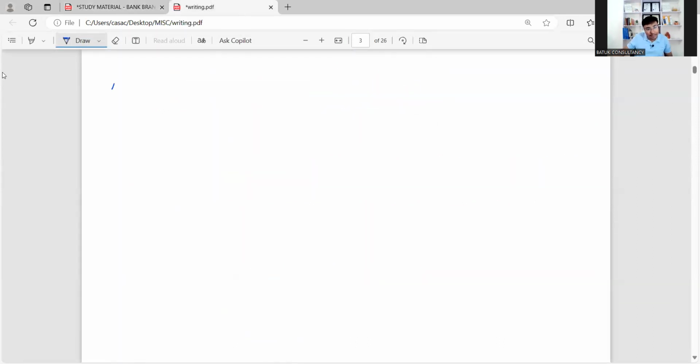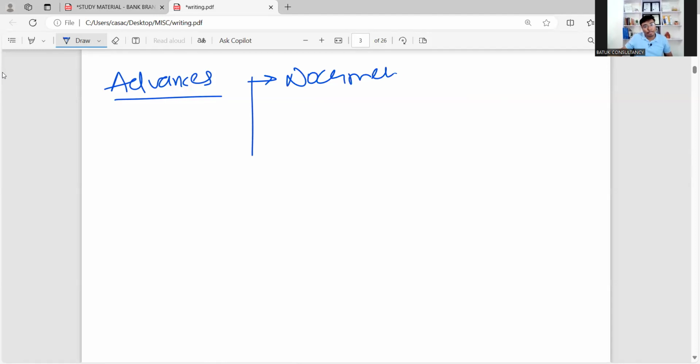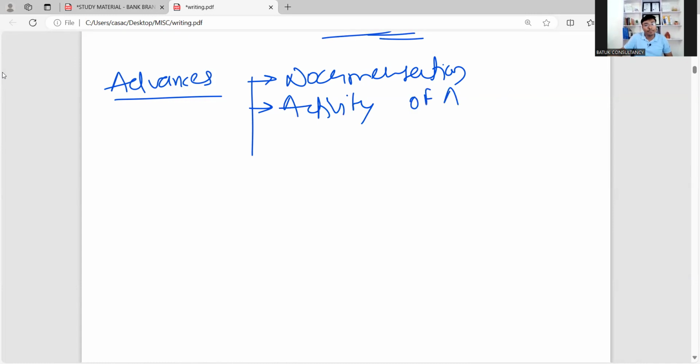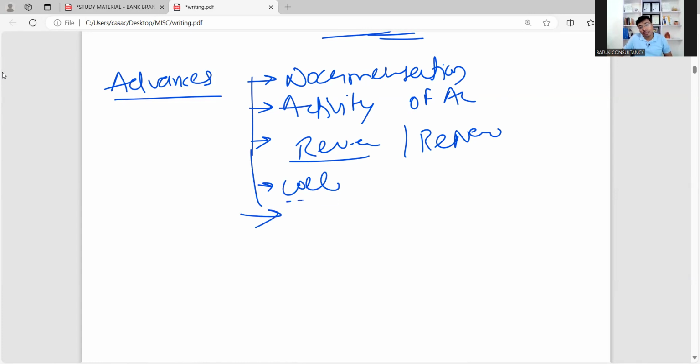When we check the advances file, we just need to ensure the documentation. We need to ensure the activity of the account. We need to ensure the review and renewal. We need to ensure the collateral security, which is in effect. So these are the four basic parameters we need to check in case of audit of the advances. There is nothing else required.